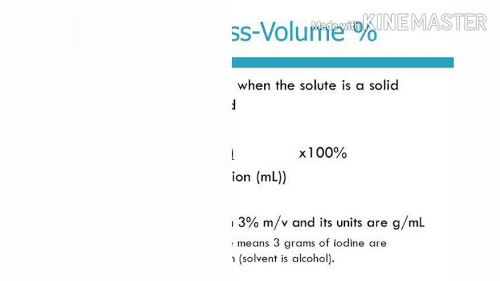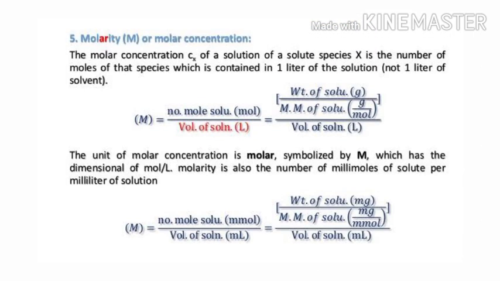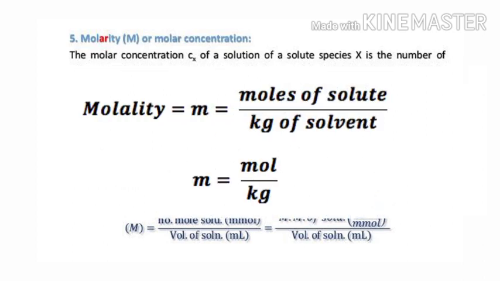And the most important one is the molarity, students. The molarity is denoted by the capital M, and the definition of molarity is the number of moles of solute present per liter of the solution. So again, molarity is nothing but the number of moles of solute present per liter of solution. That is why the unit of molarity is mole per liter.